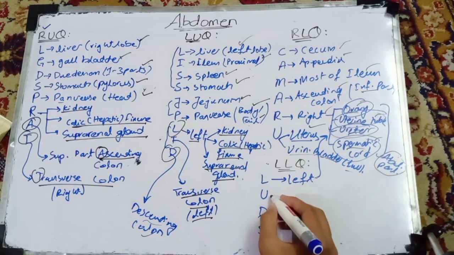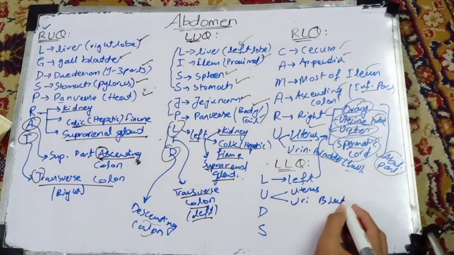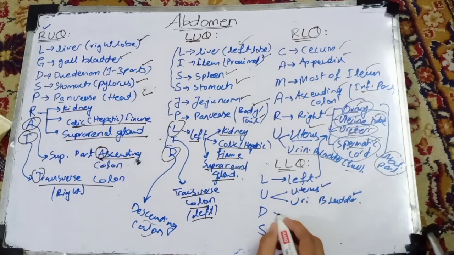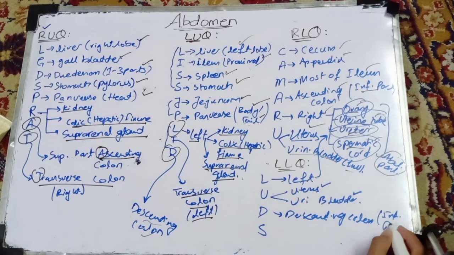Next, we will be having the uterus, and the urinary bladder that was mentioned above also. Again the same rule: the uterus if it's enlarged, and urinary bladder if it's full. Next, for the D, we will be having the descending colon, but which part? Its inferior part. And lastly we have S, and S will be for the sigmoid colon. So these are basically the four quadrants of the abdomen and the structures lying in them.